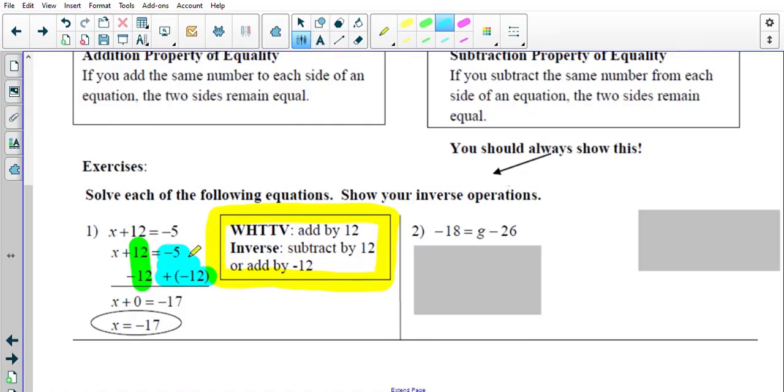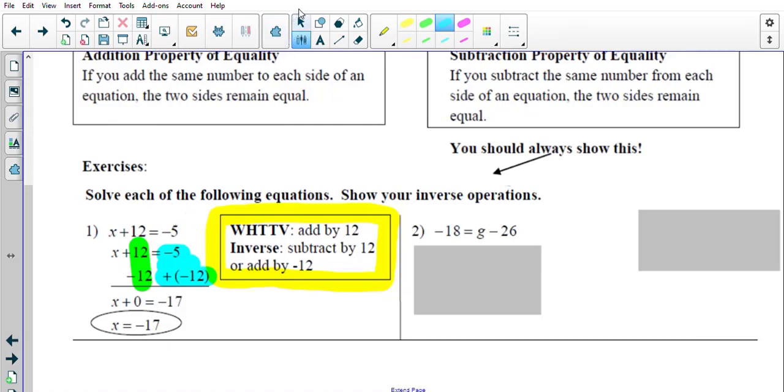So grab your calculator again, replace x with negative 17. Do negative 17 plus 12, hit equals. If it does not equal negative 5, then your solution's incorrect. So you need to go back and look at your inverse operations again. As long as it equals what's on the opposite side of the equation, you're good to go.